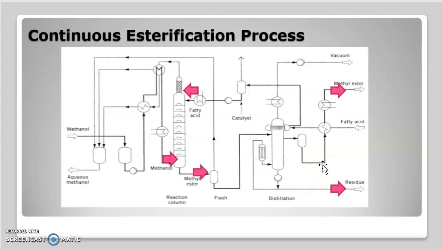This is the process flow diagram to produce your fatty ester. Your methanol will be fed to your reactor from the bottom and the fatty acid comes from the top together with your catalyst. The reaction occurs here and the products of the fatty ester will be removed at the bottom, and your remaining alcohol will be recycled back to your alcohol tank. The products of the fatty ester will go to the flash and then to the distillation column to separate your methyl ester and the remaining residue or your water. If we introduce vacuum, the water may be removed from the top.